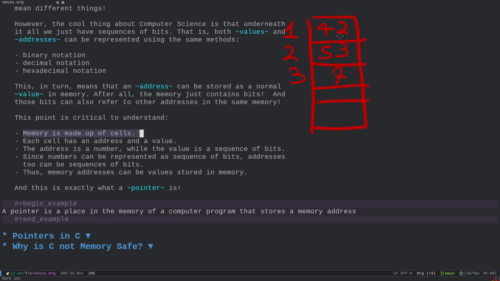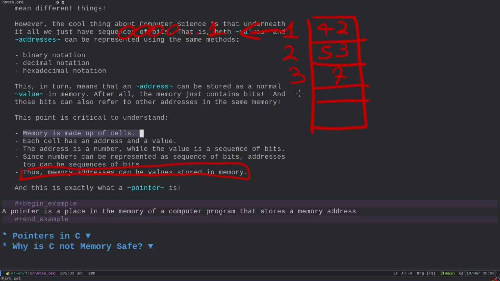Like here, 42 is just a sequence of bits, 53 is just a sequence of bits. Numbers can be represented using sequences of bits. Addresses too can be sequences of bits. An address is a number, but a number is just a sequence of bits. This can be confusing, but the basic idea is that from this, we just get 00001, whatever. This means that memory addresses can be values stored in memory.